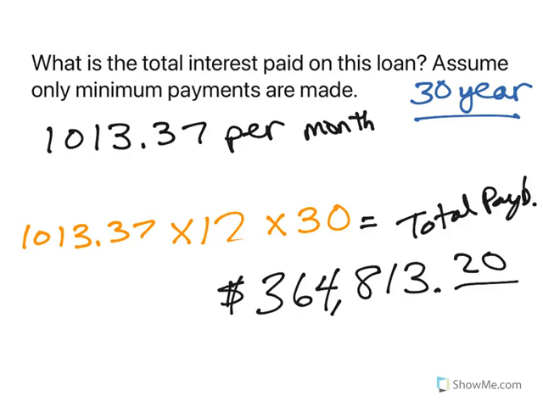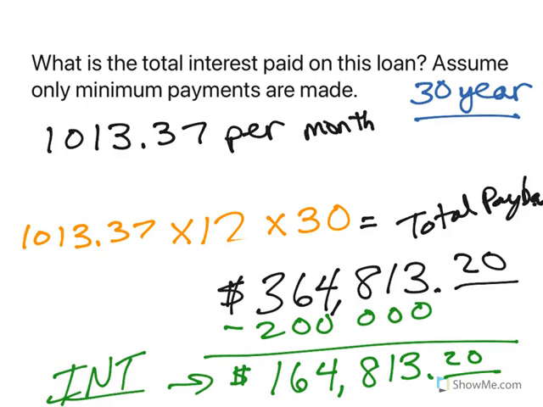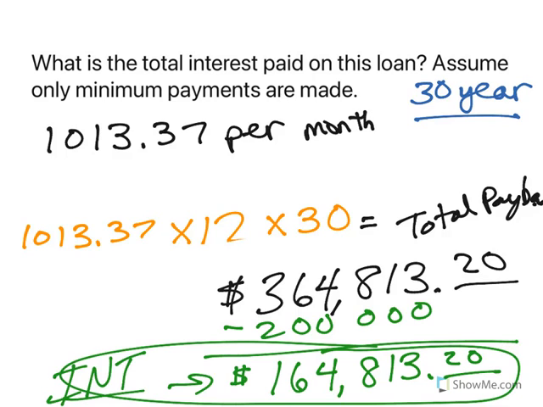This is the total payback. This is how much I'm paying over the course of 30 years. Now, I didn't borrow all of that. I only borrowed $200,000, which means the difference, $164,813.20, is how much I spent in interest. So you borrowed $200,000, but you paid $164,000 in interest.